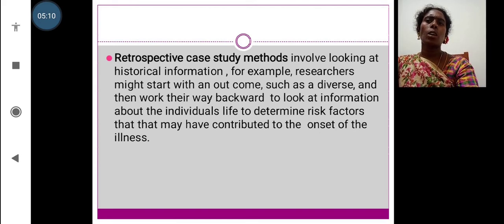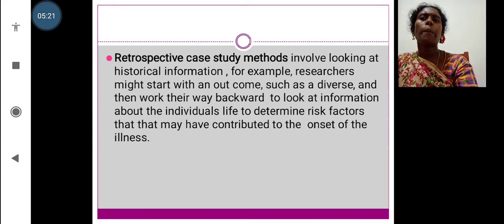Next, moving on, retrospective case study methods. These methods involve looking at historical information. For example, a researcher might start with an outcome such as a divorce and then work their way backward to look at information about the individual's life to determine risk factors that may have contributed to the onset of the illness.